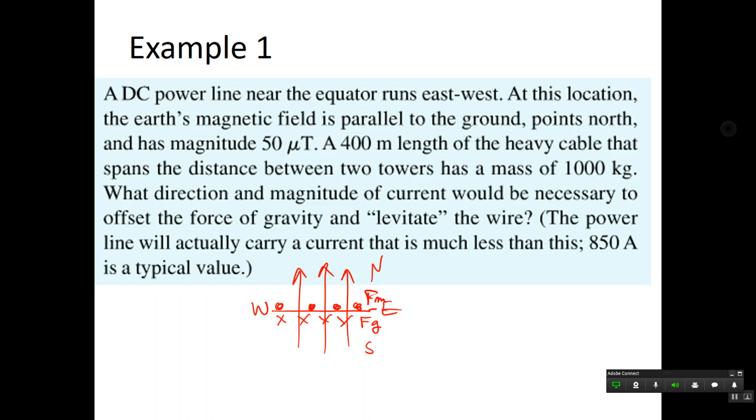But now we know a lot of information. The magnetic force is coming out. We have the direction of the magnetic field. So let's figure out first, before we figure out the magnitude, what the direction of the current is. Is the current going east to west, or west to east? So you have to use your right hand. You know where the force is going. You know where the magnetic field is. So where is our current going?